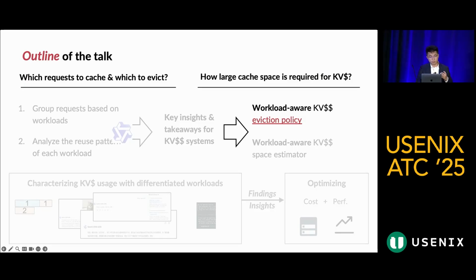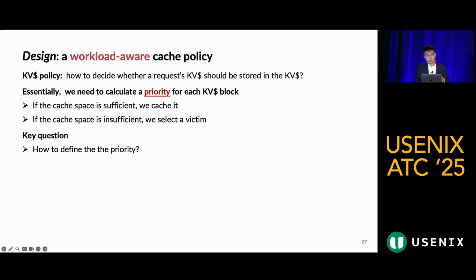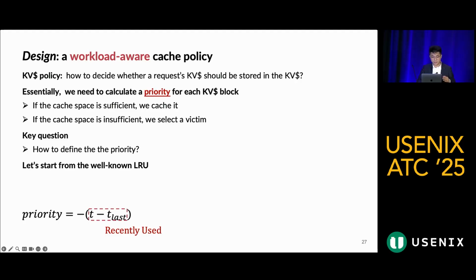Let's take cache eviction policy as an example. Specifically, a KVCache policy decides which KVCache block to evict once we have insufficient space for caching. Essentially, KVCache policy design can be reduced to a problem of eviction priority calculation. For example, in the famous least recently used policy, LRU, eviction priority is defined as minus (T minus T_last). T minus T_last is the recency of use, and the leading minus indicates the least.